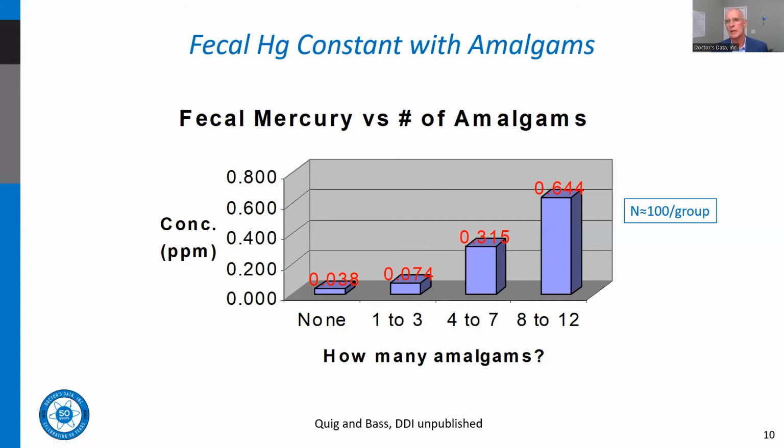Now, we took a subgroup, about 100 per group, of people that did not have any amalgams and asked about fish consumption. And lo and behold, not unexpected, what we found was that the high-end fish consumers had fecal mercury levels that were equivalent to people who had just 1 to 3 amalgams and didn't consume fish. So really not that much methylmercury in the stool, because methylmercury is absorbed so efficiently, at about 95%. Okay, so that's the story about fecal mercury.